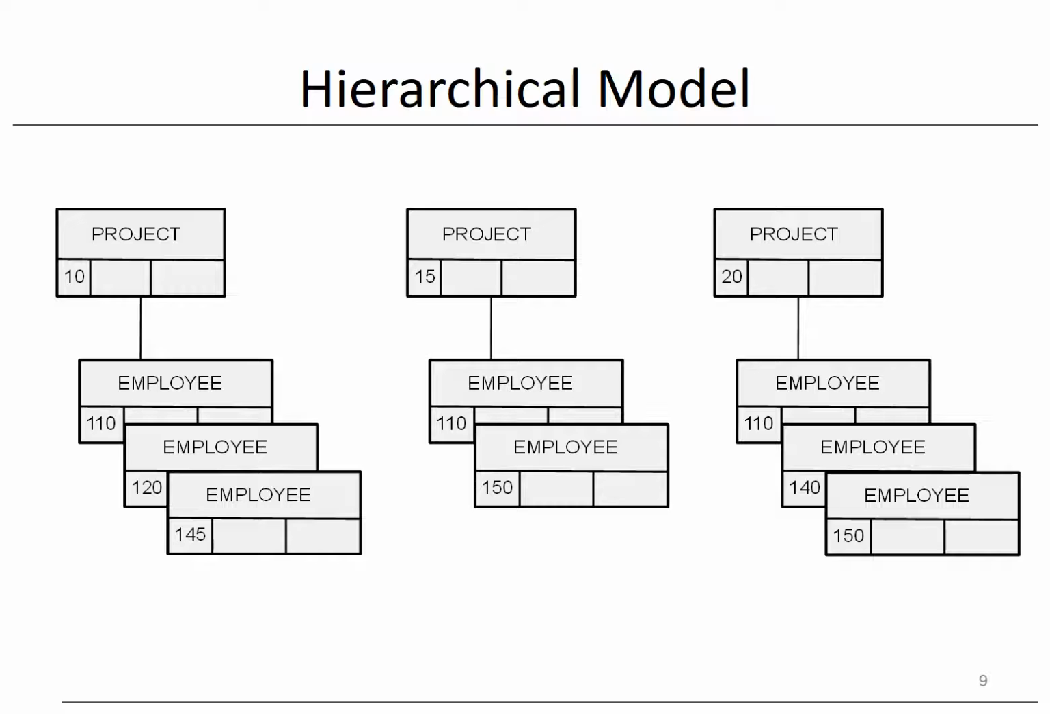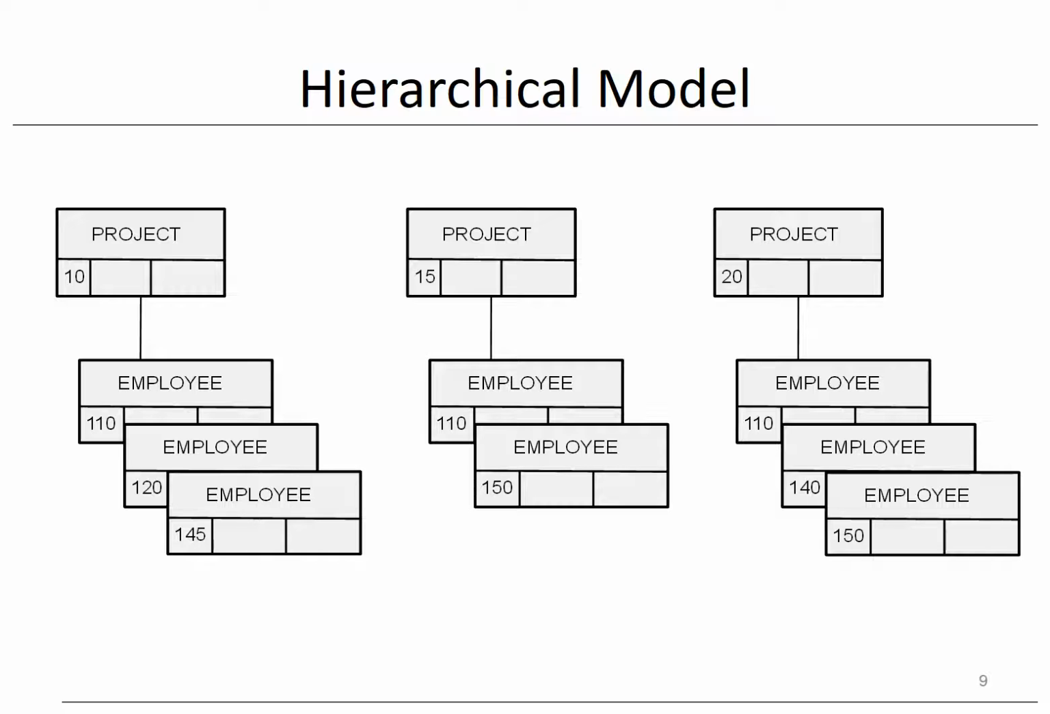This figure shows some example records for this implementation. Project number 10 has 3 employees working on it: employee 110, employee 120, and employee 145. You can also see that employee 110 works on all 3 projects: project 10, 15, and 20. Hence, the data of employee 110 is replicated for each project he or she works on, which is inefficient from both a storage and maintenance perspective.